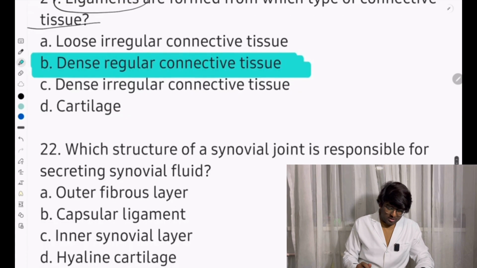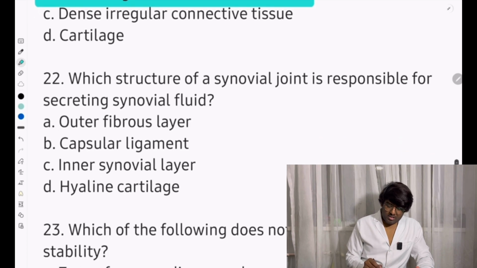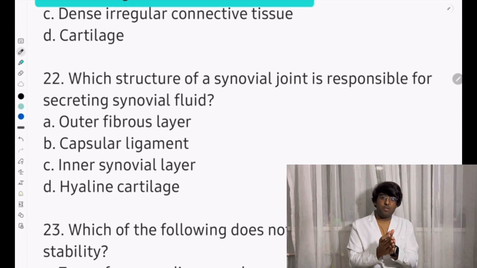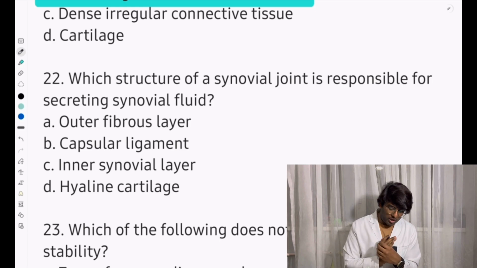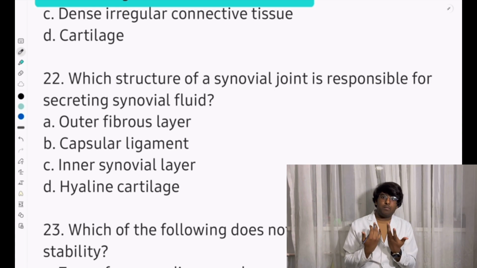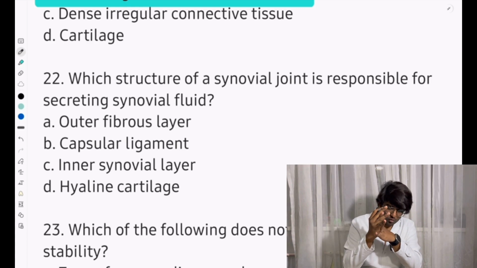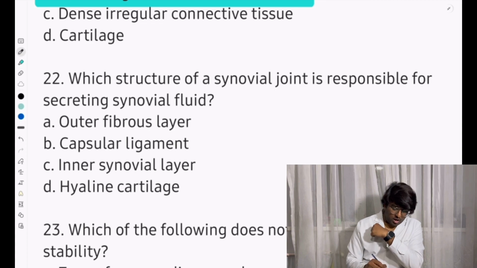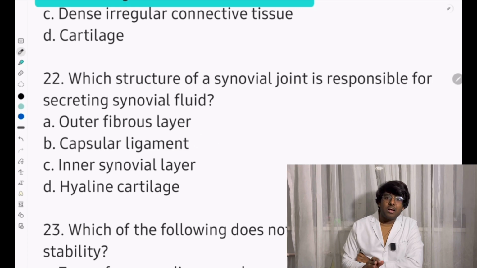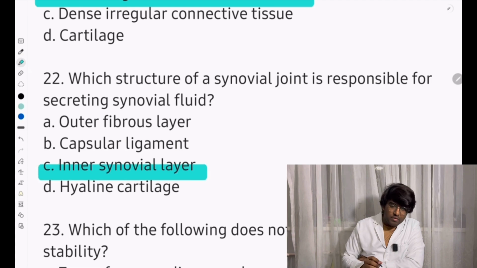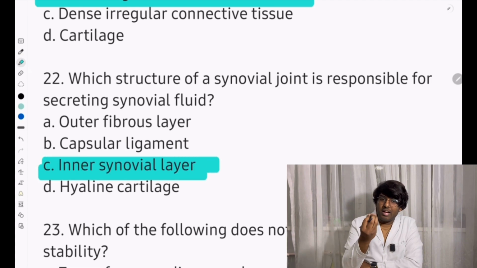Then the next one. Which structure of a synovial joint is responsible for secreting synovial fluid? You know what a synovial joint is. Who is responsible for creating, or secreting, the synovial fluid? First option, outer fibrous layer; capsular ligament; inner synovial layer; hyaline cartilage. Definitely it will be the inner synovial layer, which secretes the synovial fluid to the surface of the synovial cavity.